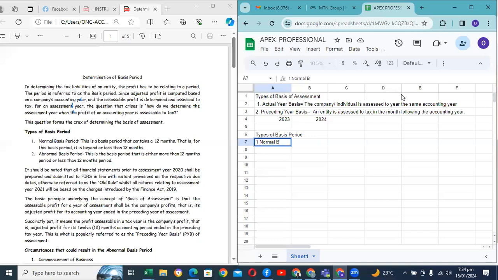Normal basis period. A normal basis period is a basis period that contains a 12-month period.